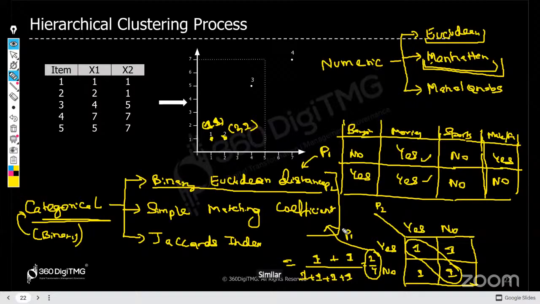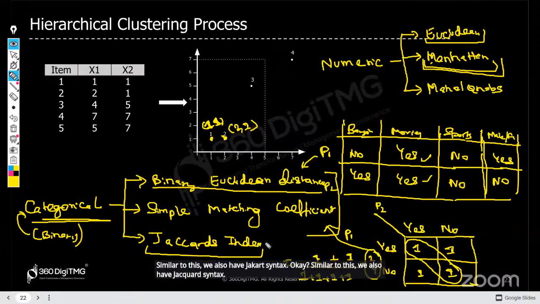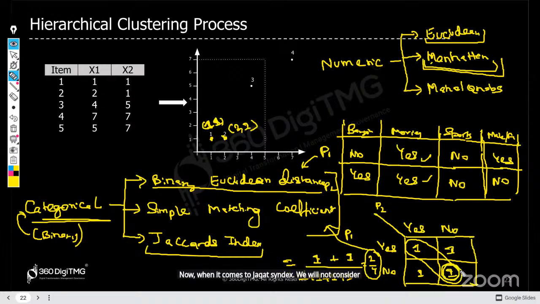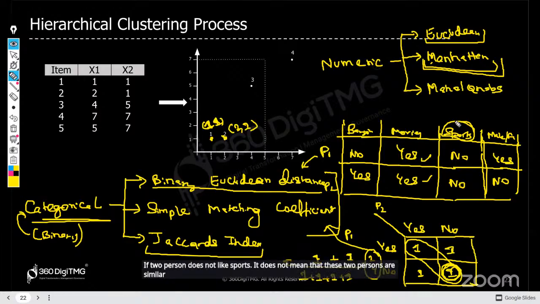Similar to this, we also have Jaccard's index. Now, when it comes to Jaccard's index, we will not consider this no-no. Listen to this carefully. If two persons do not like sports, it does not mean that these two persons are similar to each other.